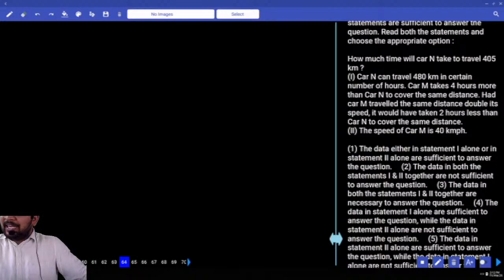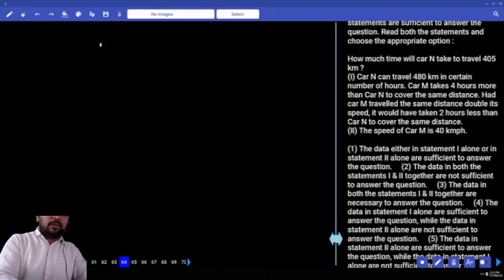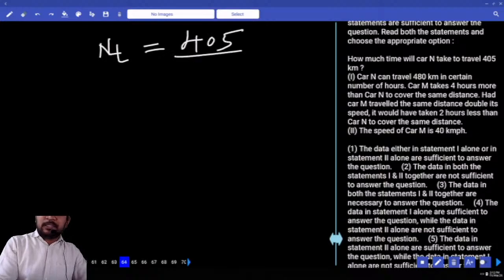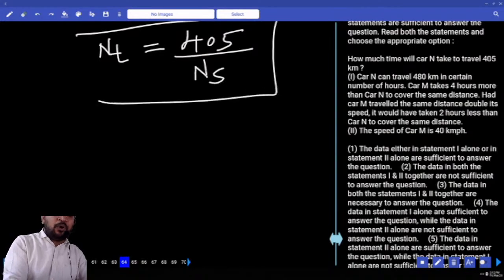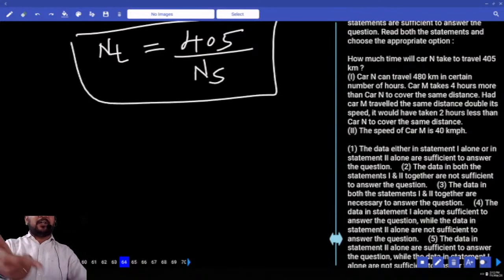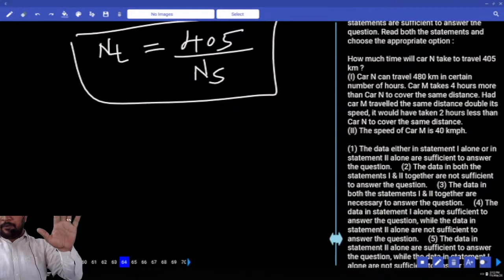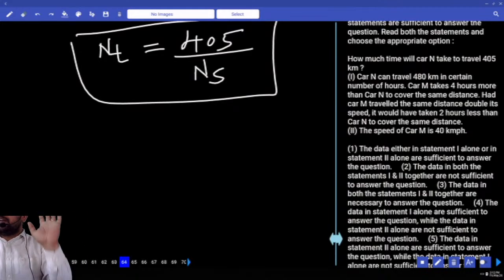How much time will car n take to travel 405 kilometers? So they are asking for n's time. For n's time we need distance by speed. The distance is already given, and if you know n's speed, it's possible to find n's time. And we need n's speed. Where is that n speed, in the first statement or the second statement? You have to check. Are you clear?